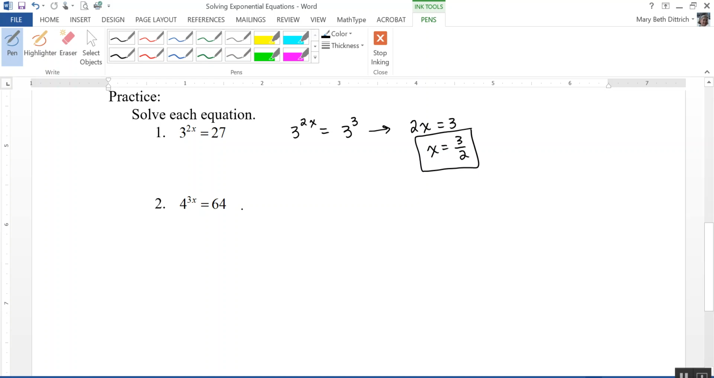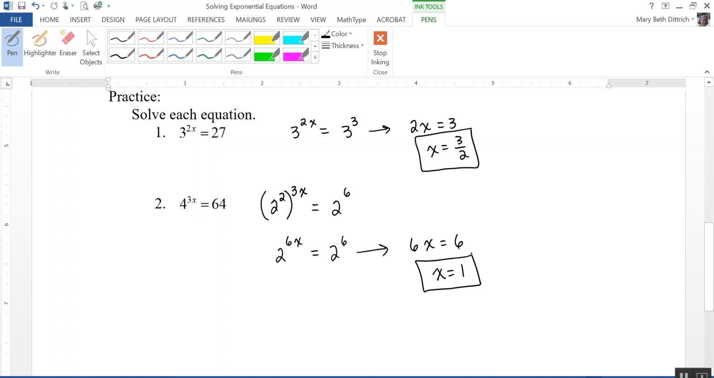So 4 is 2 squared. So there's my 4 raised to the power of 3x. And 64 is actually 2 to the 6th power. So using the power of powers, that's the same as 2 to the 2 times 3x, or 6x, is equal to 2 to the 6th. Since my bases are the same, I can set my exponents equal to each other, and x is equal to 1. So in this video, we took a look at how to solve exponential equations by writing both sides of the equal sign with the same base and then making the exponents equal to each other.